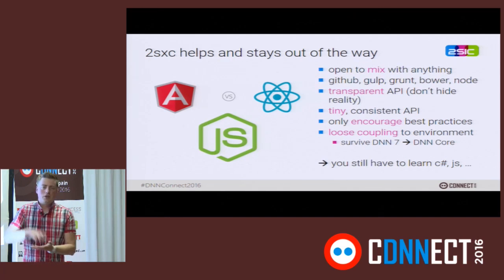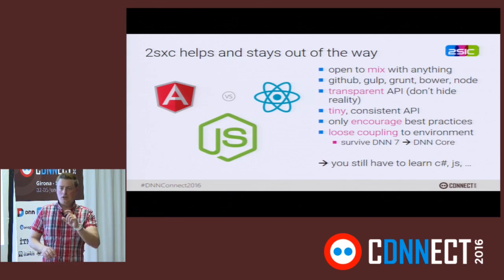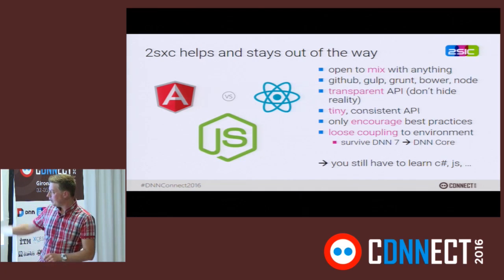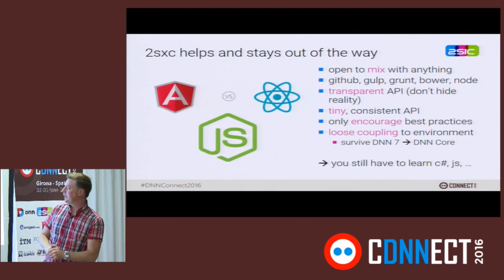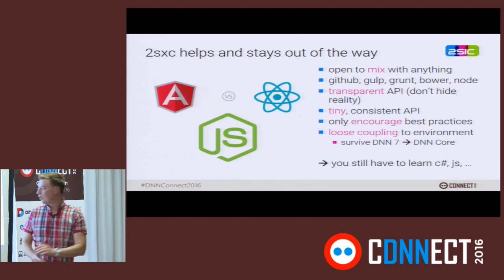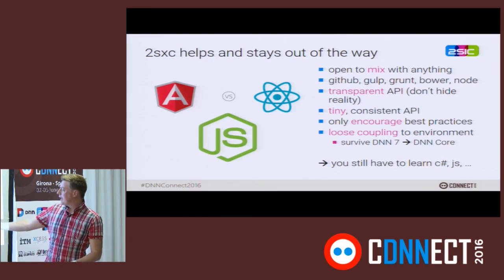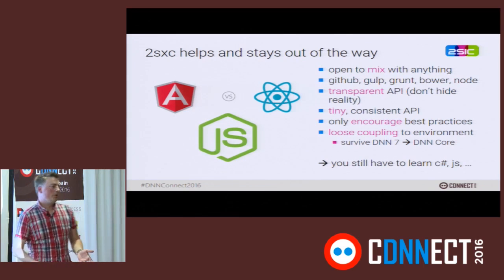It's possible because we're not very deep into the API. The connection layer is fairly thin. But the core goal right now is surviving the DNN 7 or 8 change to the core future. And for everything else, you still have to learn C# and JavaScript. We're not going to be able to take that away from you.